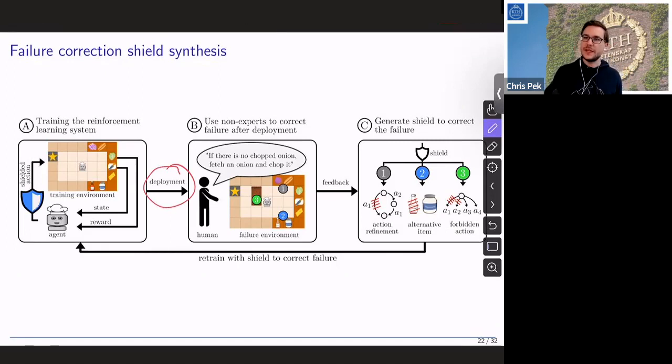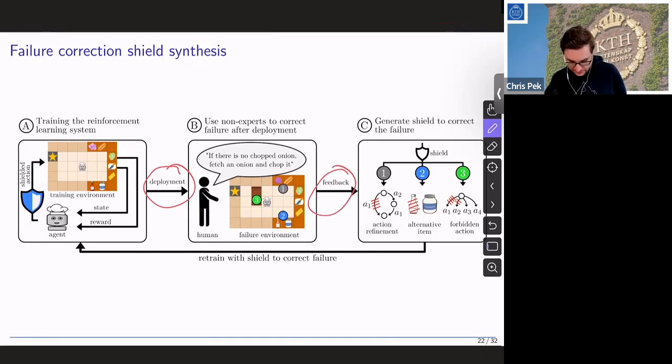So we talk about very high-level examples so that it's easy for us also to get the concept. Fetch the onion and chop it. We can take this natural language and put it in an NLP framework that gives us the actions and the action sequence. And we take this feedback to correct shields. And today I want to talk about 3 kinds of shields that we can introduce.